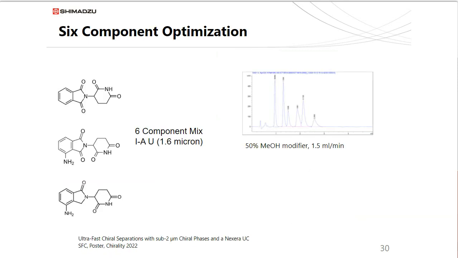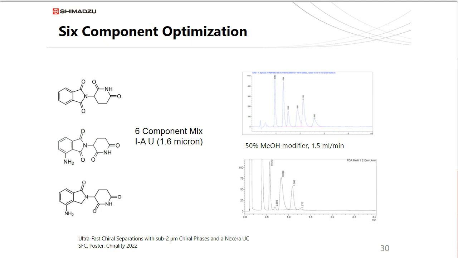Here's another example from that same poster session. These 3 analogs of thalidomide, a 6-component mixture, had been previously resolved using an IA-U 1.6 micron column. Conditions required a 50% methanol modifier and maxed out at 1.5 mL per minute. On our Nexera system, we were able to reduce the modifier down to 35%, increase the flow rate, and reduce the runtime by 50%.